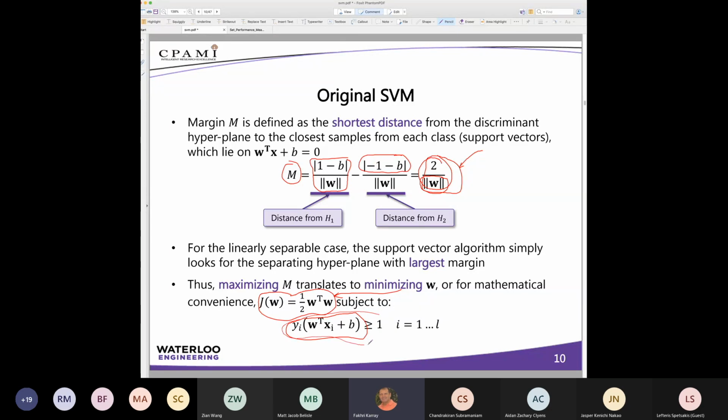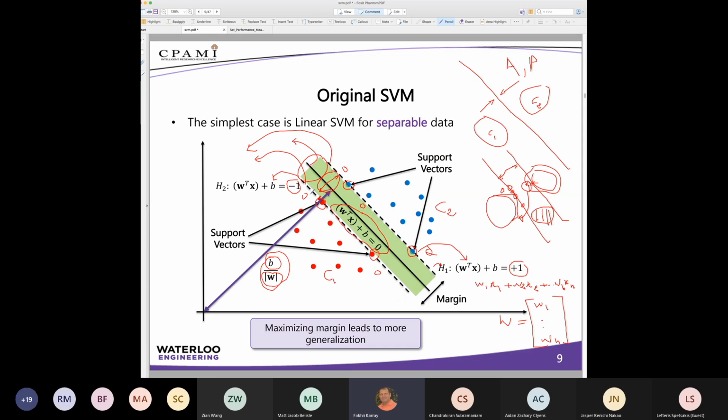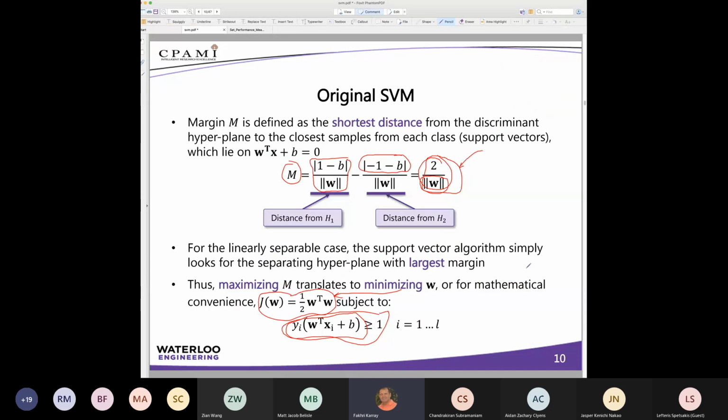So yi, if it is positive, then we would like it to be greater than 1, so it is further away from these particular elements. And the other one, when it is equal to -1, we would like it to be further away than this particular value, to have the constraint of the system that represents this H2 and this H1. So that's the problem that we would like to solve, subject to these particular types of constraints.